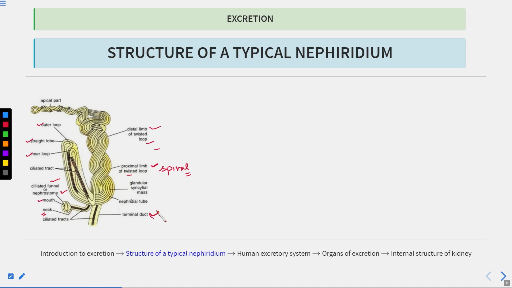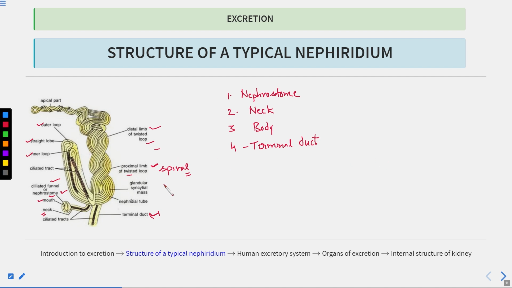Okay, so we already know now that the nephridium consists of what? The nephrostome. Here you can see the nephrostome. So you can write about the structure of the nephridium. It consists of the nephrostome. Then second is the neck region. And third is the body. The body is divided into the straight lobe and the spiral lobe. And the last one is the terminal duct. So this is the typical structure of a nephridium.